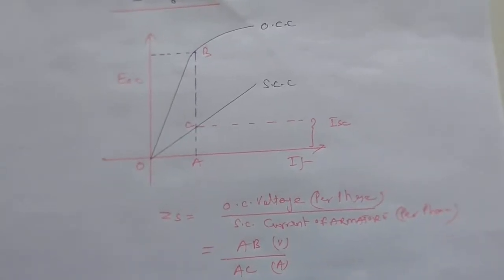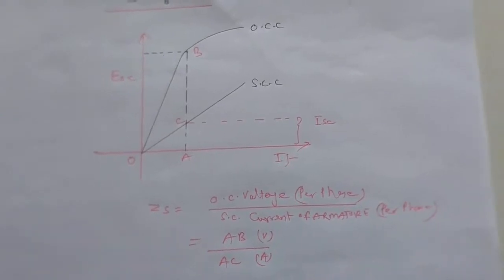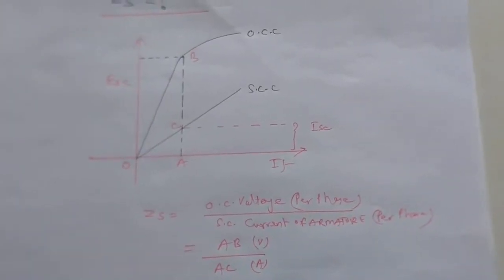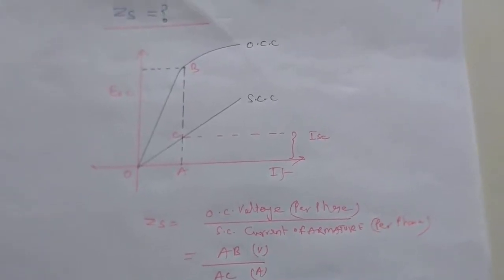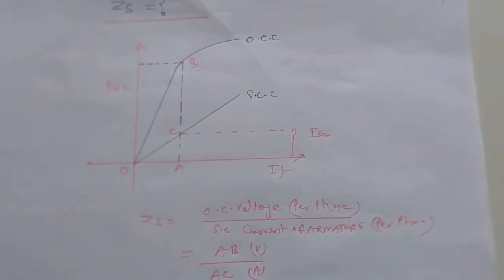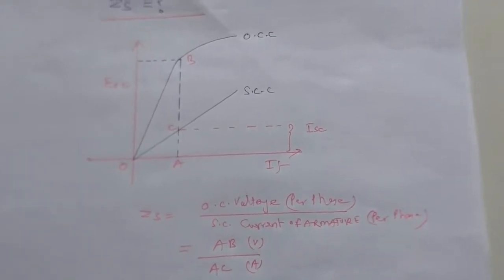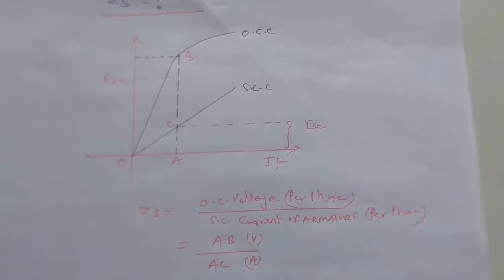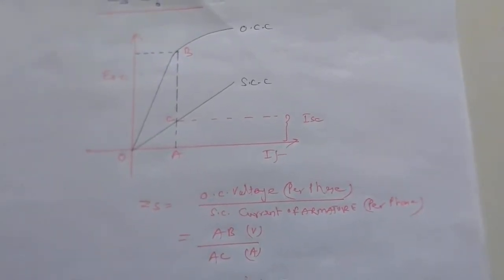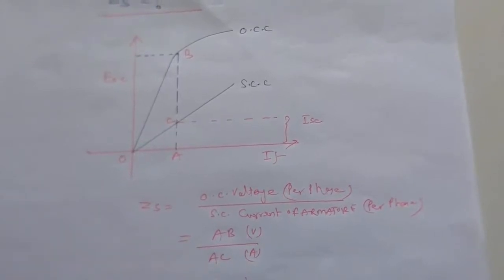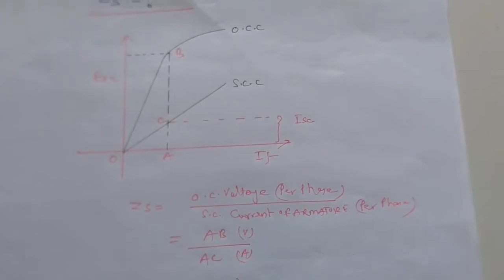So the synchronous impedance can be found out with the basic relation given by Ohm's law. The impedance is nothing but voltage upon current. So when you take the voltage when the system is open circuited, with respect to the current when the system is short circuited, on a per phase value, that is going to give you the synchronous impedance value. So in simple manner, ZS is equal to the OCC voltage on a per phase basis divided by the short circuit characteristic current on a per phase basis. How do we find out these values?